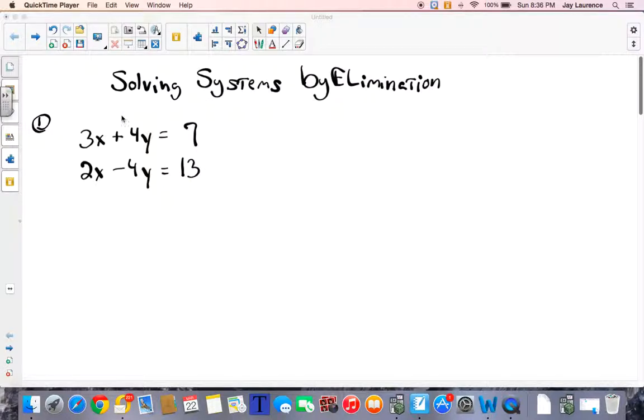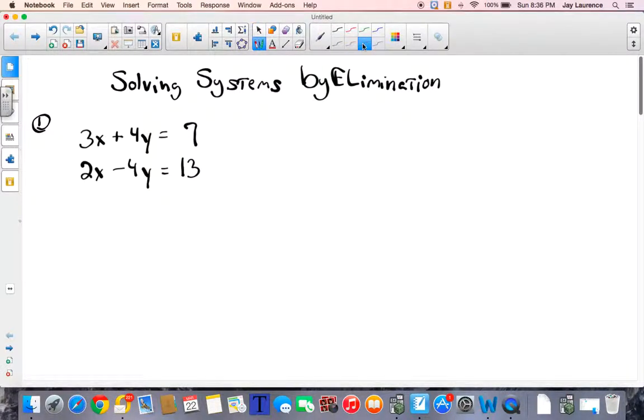To solve this by substitution would be kind of a pain because as I look, my coefficients 3 and 4, neither of them go evenly into 7 or into each other. And here 2 goes into 4 evenly, but it doesn't go into 13 evenly. I guess if I wanted to, I could go ahead and solve for x in this equation. It'd be probably the best choice.